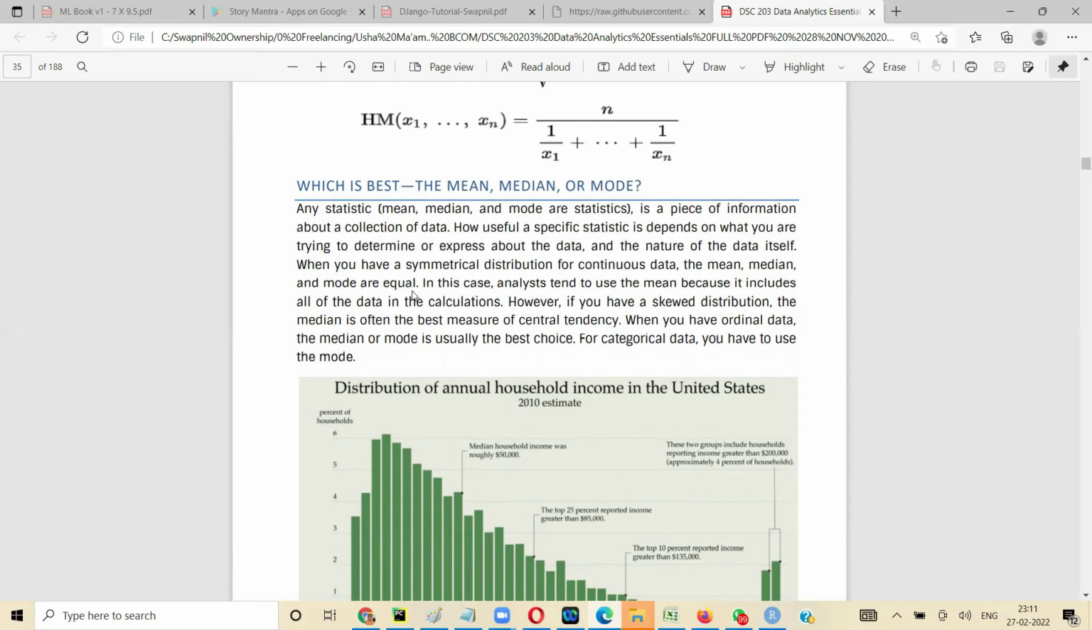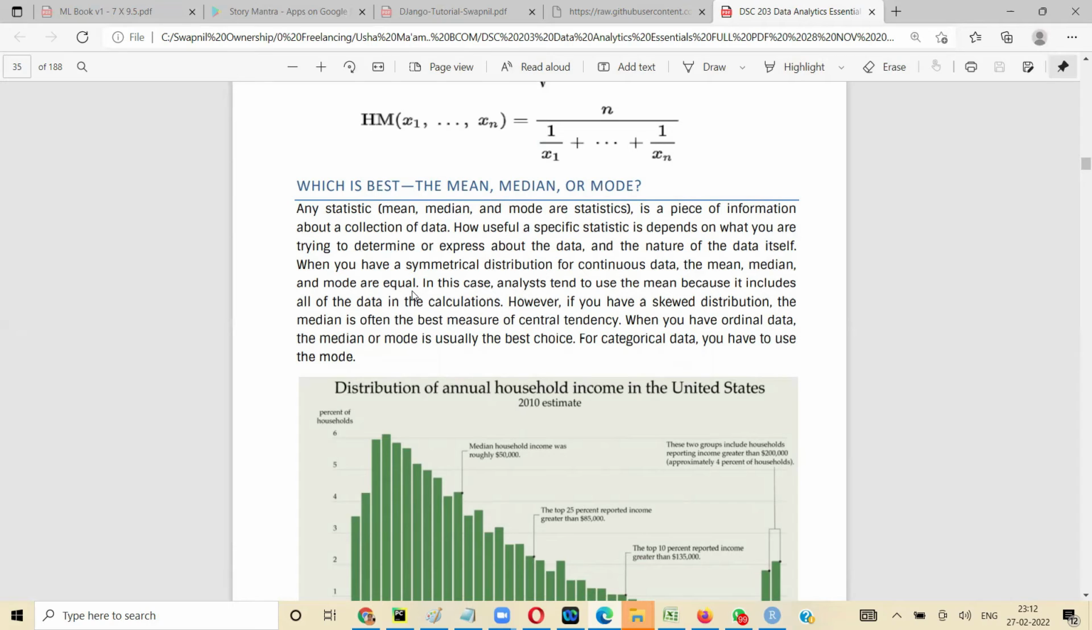Mode tells you which values are repeated the maximum number of times. It doesn't tell us what the data should be in normal circumstances. If mean, median, and mode are the same, then it doesn't matter, you can choose whichever you want. But in cases where they are different, not in the same range, and the gap is too much, mode we ignore. We don't consider it, because mode doesn't provide any significant value to the statistical analysis. So mode generally is not considered.